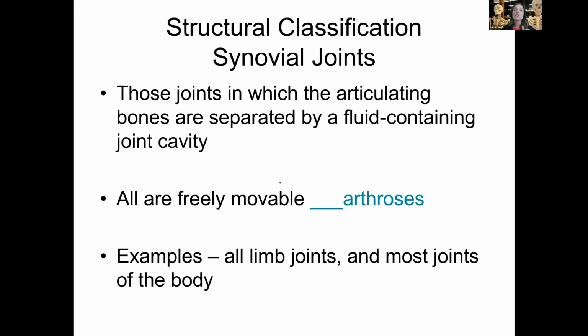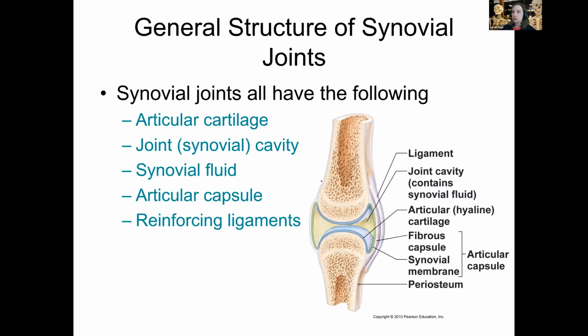All right, so a synovial joint. Synovial joints are freely movable joints. So remember that term is diarthroses. That's a freely movable joint. And examples are all the joints in your limbs and honestly most of the joints in your body. So let's look at a synovial joint. What does it look like?